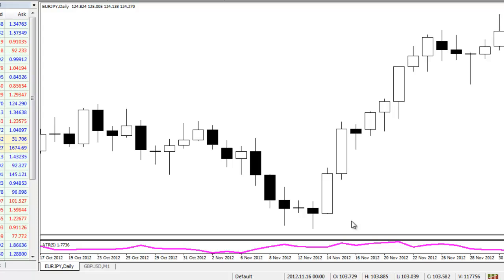Now, the swing system is, roughly speaking, a one-to-one reward to risk trading system, which means it's not a positive reward to risk trading system. However, it has a very high success rate, and it's very good for building confidence while you're trading. It's a very simple price action setup once you've learnt it, and the target is very simply ATR5.